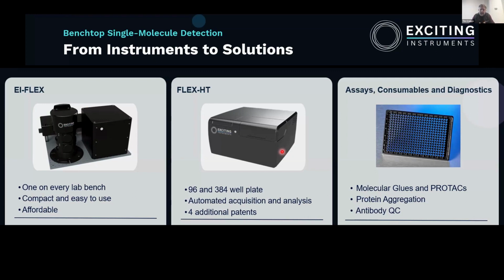It can literally do a single spot on a cover slip, but also 96-well and 384-well plates. With that automated acquisition and analysis, we've got a bunch of new patents coming out, and some specific assays which we're developing in the molecular glues and PROTAC space, in protein aggregation, and in antibody QC. There's some really nice work coming out there, some of it with Lawrence Livermore National Lab, and there's an app note coming out jointly with them. We'll show that very soon, along with a bunch of other work with various industrial partners.